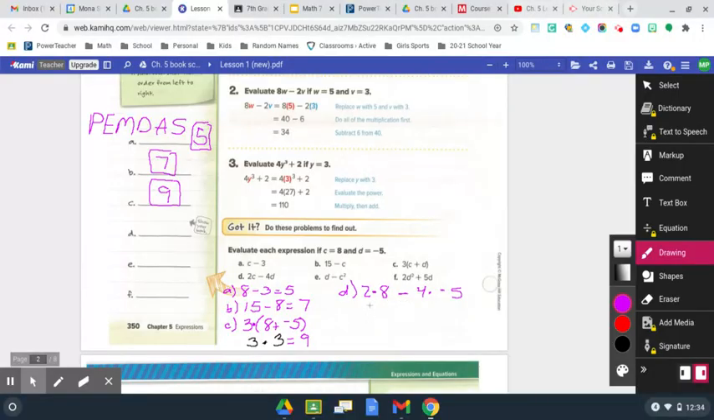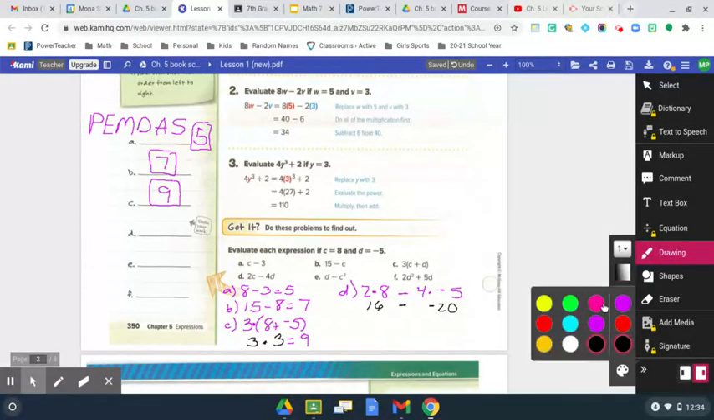2 times 8, 16. Okay, minus. Okay, so we're not subtracting yet. Multiplication comes before subtraction. 4 times negative 5. So when you multiply and you have one number that is negative, your answer is negative. 4 times a negative 5 is negative 20. So now what you're left with is 16 minus a negative 20.